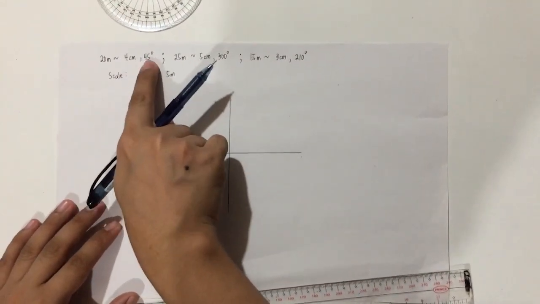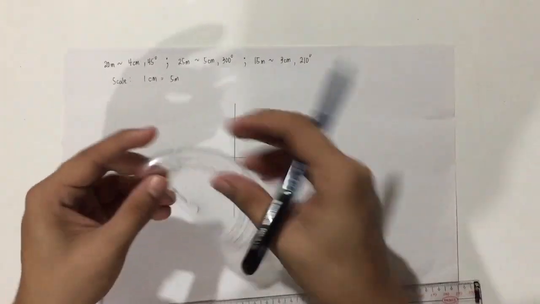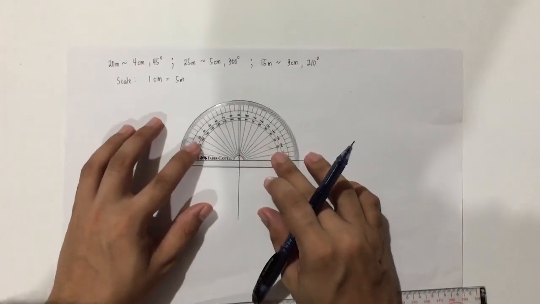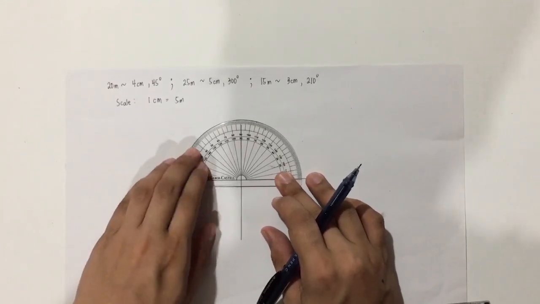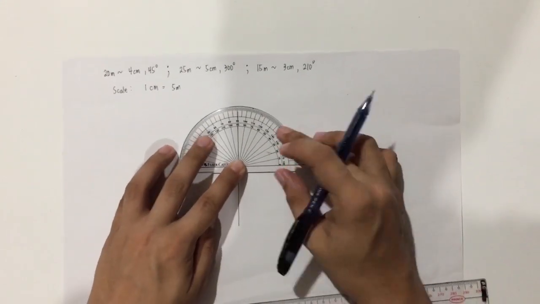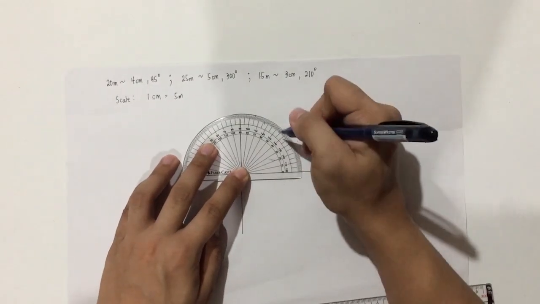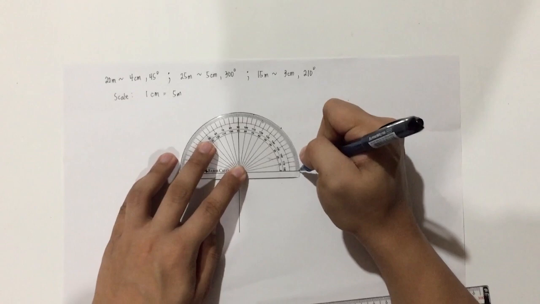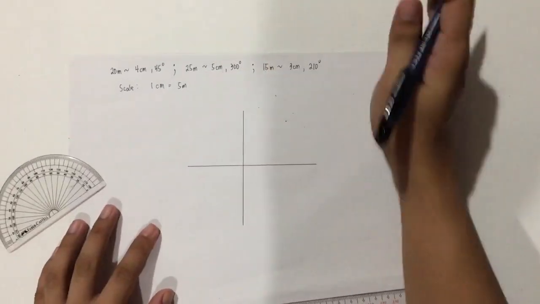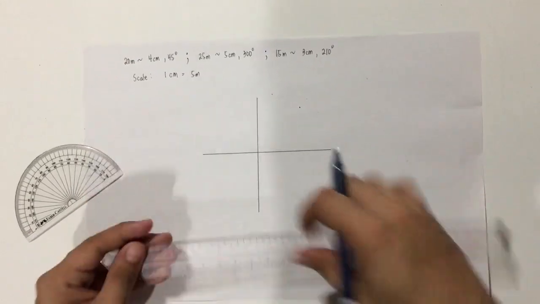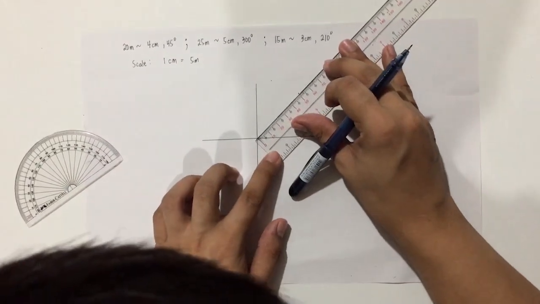Now let's start with the first vector diagram. Measure first the angle for the direction using the protractor. Due east, that is 45 degrees. Measure it properly. We have to put a dot in order for us to have an idea that that is a way for us to really have a right measurement for 45 degrees.